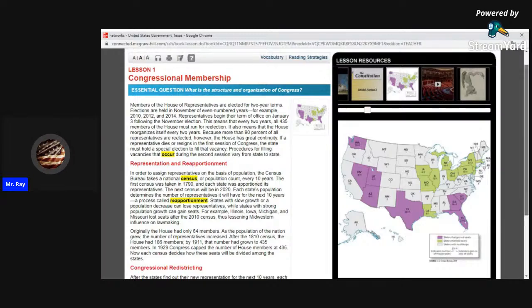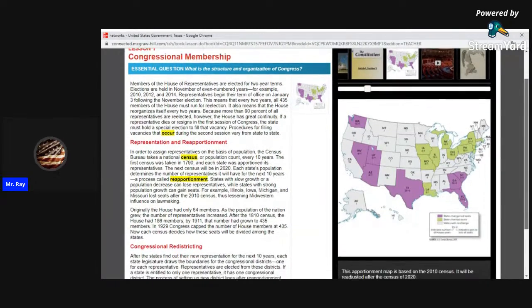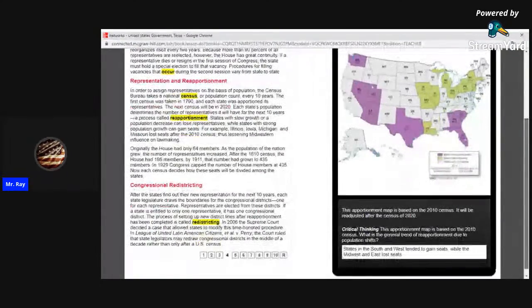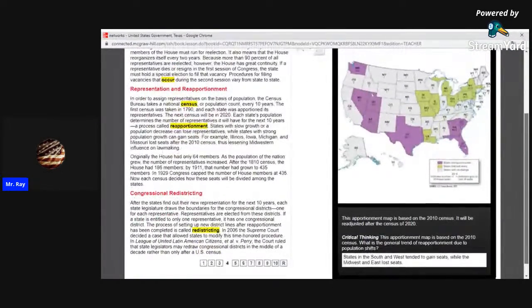Okay, so if you're following along, I'm on page 4. Like I said, I'm giving you just the main points, okay? But just so you know what page we're on, we are on page 4.